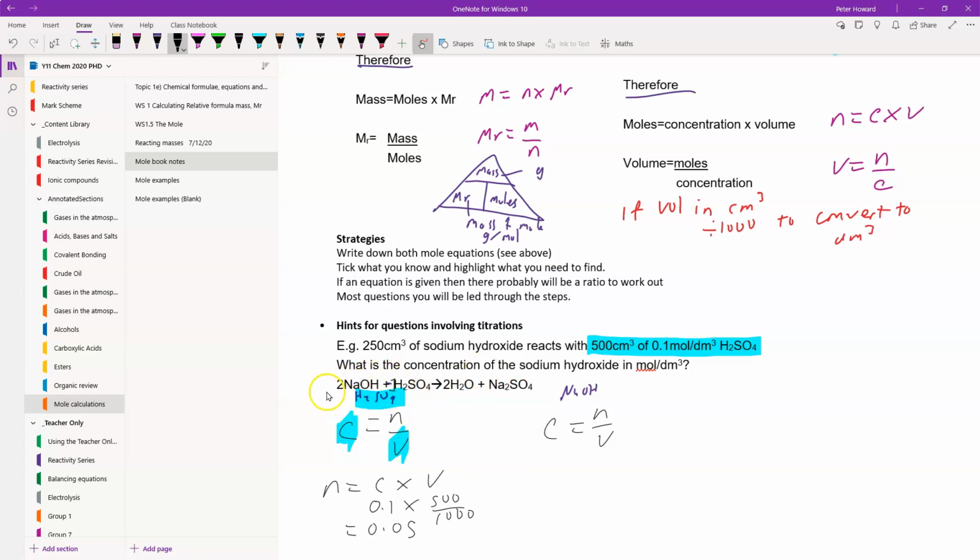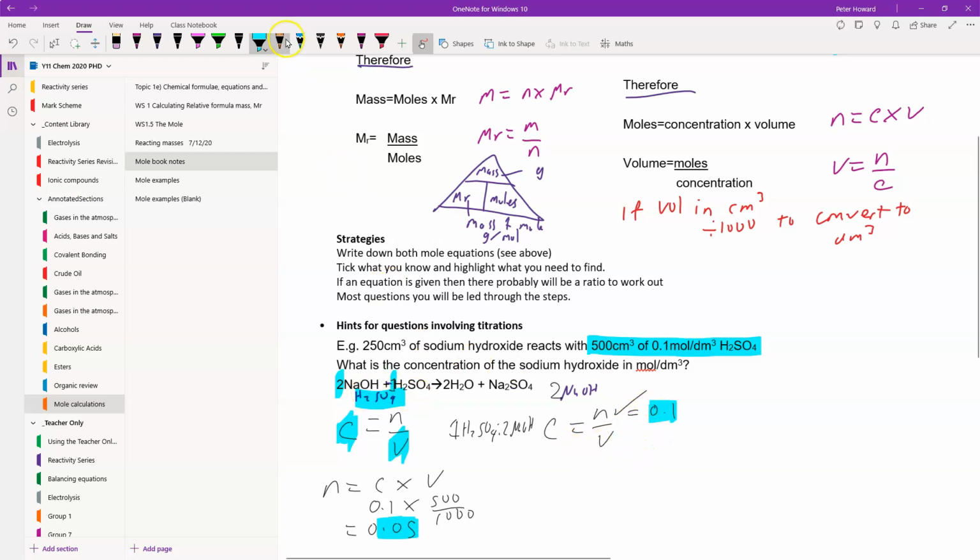Now, to go from here to here, if you look at the equation, for every mole of sulfuric acid, we need 2 moles of sodium hydroxide. So the number of moles of this, we can work out, and it is going to have a value of 0.1. If we think about it, we could write here 1 H2SO4 to 2 NaOH. It's the ratio between sulfuric acid and sodium hydroxide.